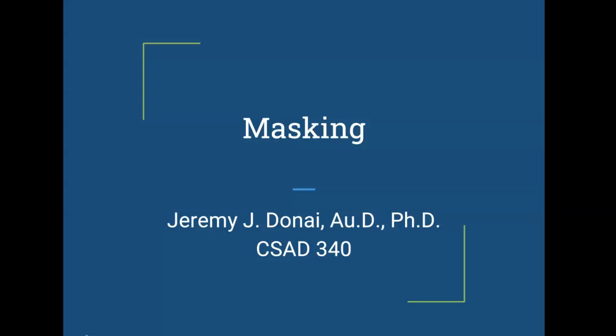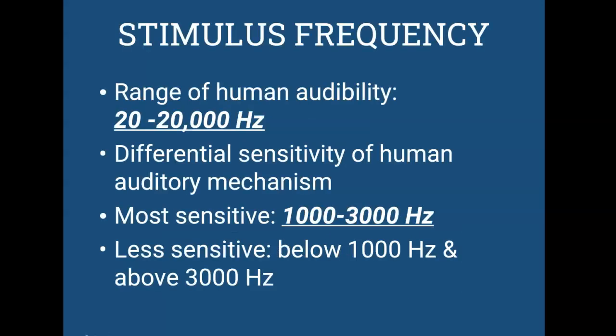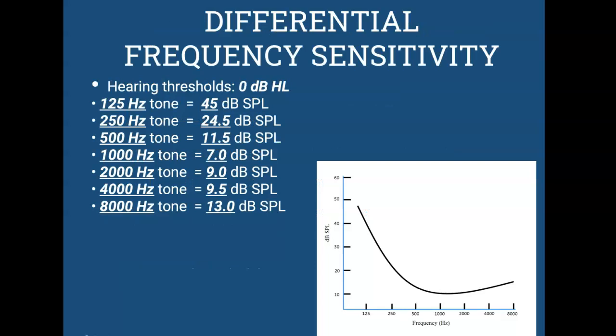Okay, so this video is all about masking, why we study masking, and particular details about masking. As a review, the range of human audibility is from 20 to 20,000 hertz. Remember, the ear is most sensitive in that 1 to 3,000 hertz region.